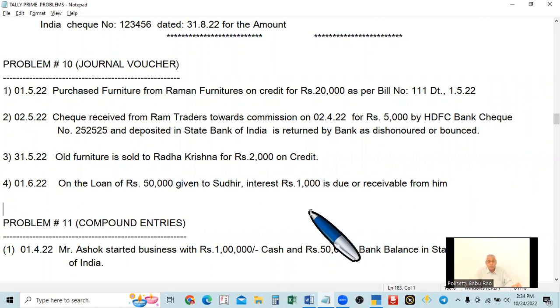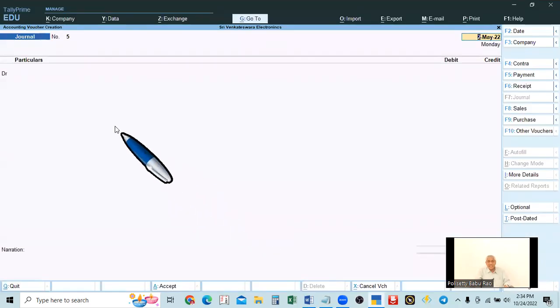Debit, so from whom we have to receive? From Sudhir. From Sudhir we have to receive. So what we can do is, Sudhir account is a debtor to us. We have to receive from him. That is why Sudhir account is to be debited. So here we'll record later. Just simply I will tell you the date is 1st June.